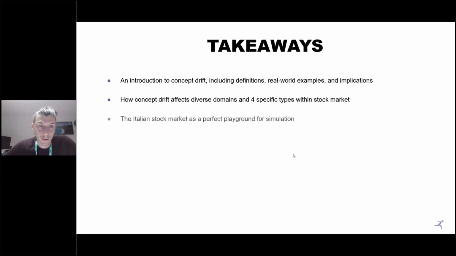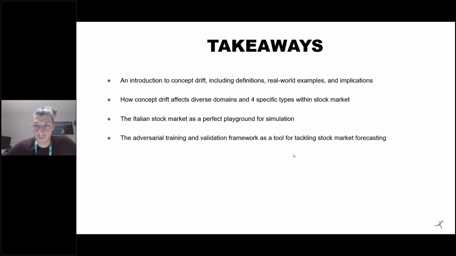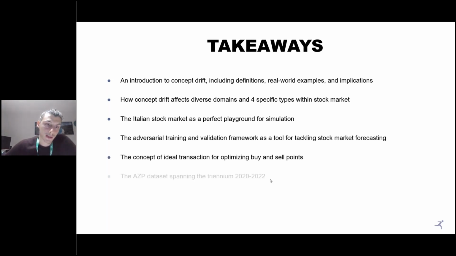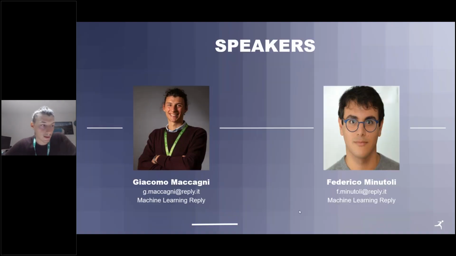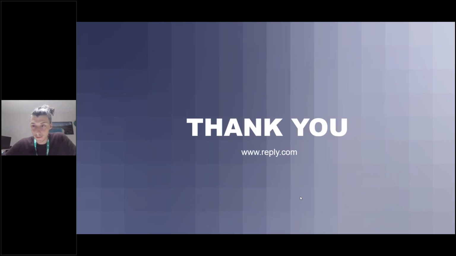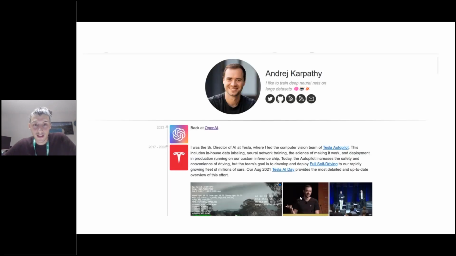Basically, these are the takeaways: the concept drift, specifically in different fields, then concept drift in the stock market, a little focus on the Italian market, and how we tackle the concept drift from the point of view of adversarial training and validation. We use this data set here for the data that we use for each stock. We are Giacomo and Federico. Thank you so much for your attention.